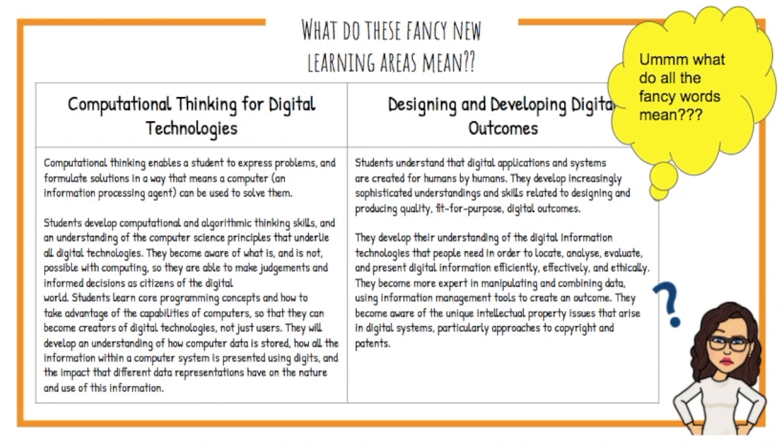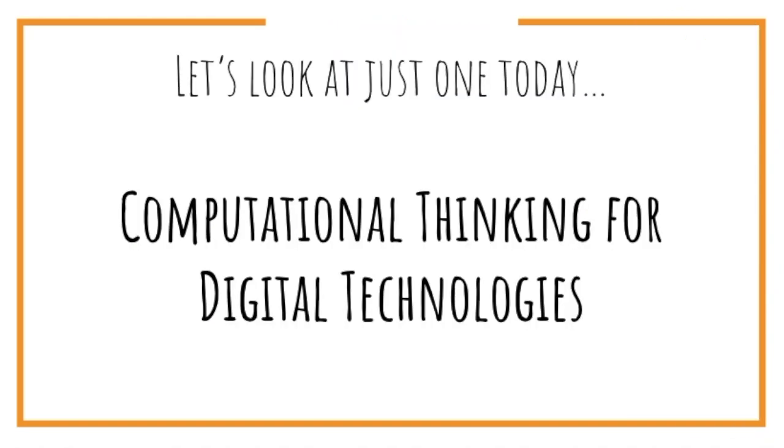So if we were to look in the digital technologies curriculum, it would come up with these 2 lovely long explanations on what they mean. Computational thinking for digital technologies is there on the left, and designing and developing digital outcomes on the right. And when I look at this, I get confused by all the big fancy words that are there and really don't understand what they mean. So in this video, we're just going to look at computational thinking for digital technologies and how we can unpack that for it to make sense to us in a classroom.